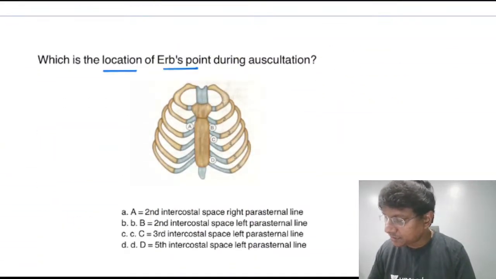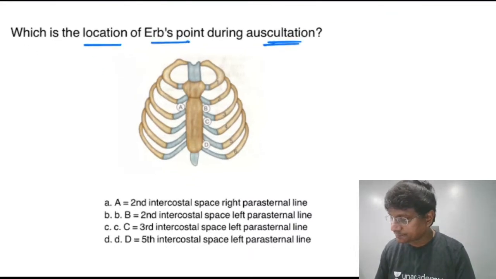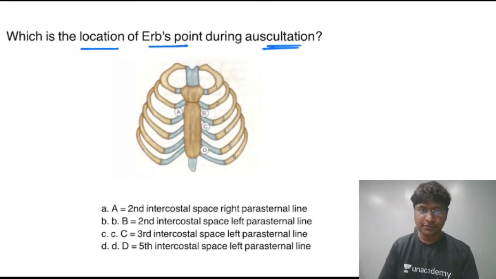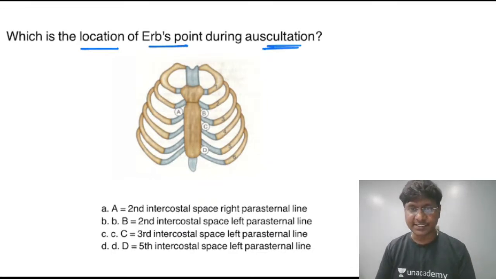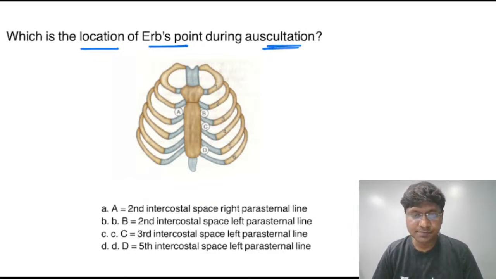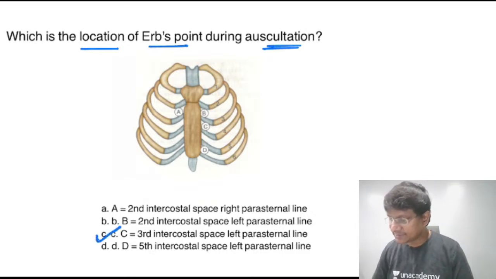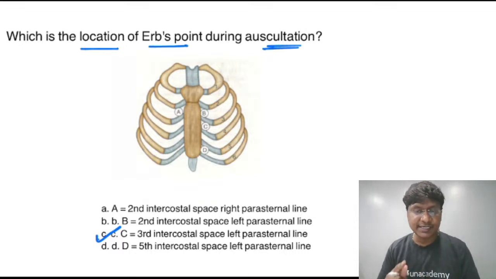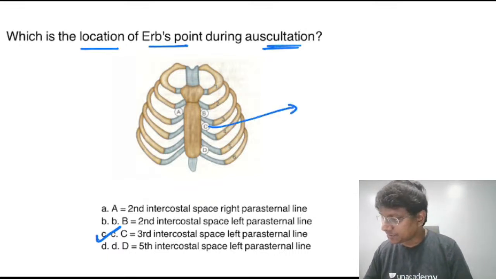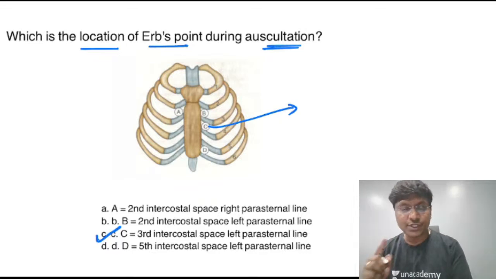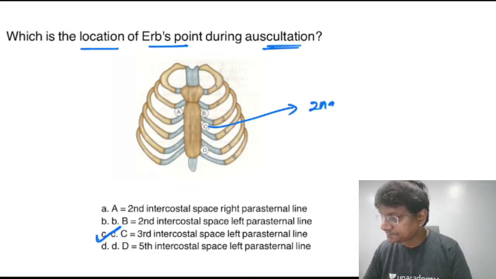Next, which is the location of Erb's point during auscultation? So go through all the options. Second intercostal space, right parasternal line. Second intercostal space, left parasternal line. Third intercostal space, left. Fifth intercostal space, left. So the answer is C, that is third intercostal space, left parasternal line. It is the Erb's point where you will listen to the second heart sound.